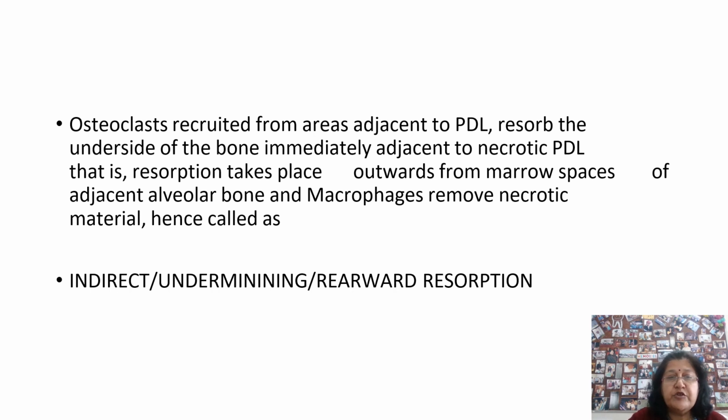Now, the osteoclasts are recruited from areas adjacent to the PDL and resorb the underside of the bone immediately adjacent to the necrotic PDL. That is, resorption takes place outward from the marrow spaces of the adjacent alveolar bone, and macrophages remove the necrotic material. Hence, this is known as indirect, undermining or rearward resorption.